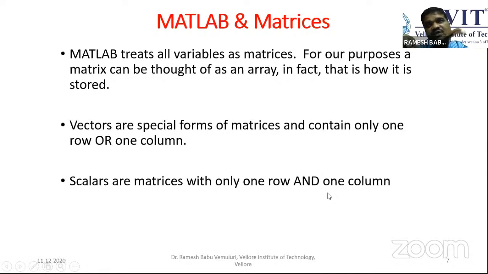So even if you give one scalar value, that value also will be treated as a matrix, but having only one row and one column. And a vector is the same way, either one row or one column. Let us say one row with more columns, or one column with more rows. In that way, MATLAB and matrices are interrelated.